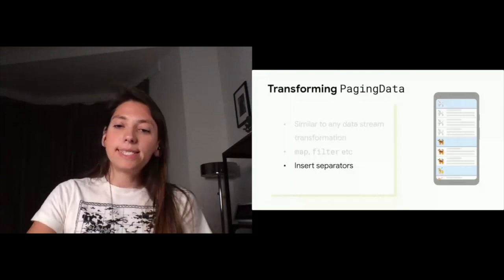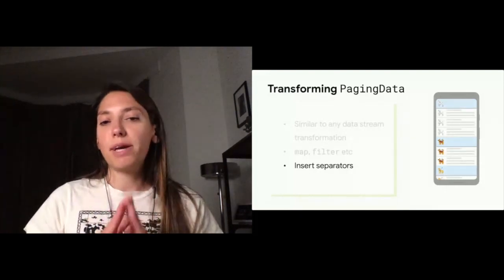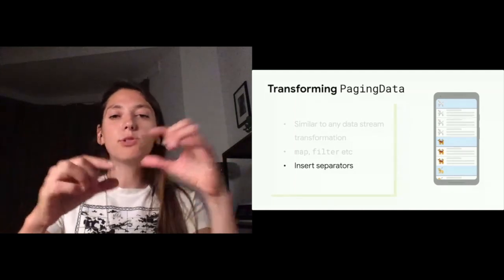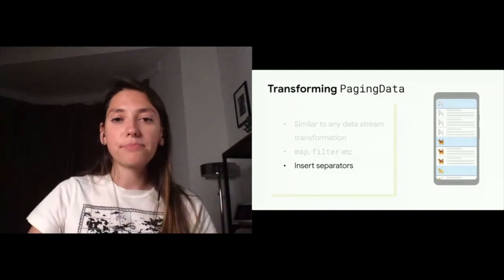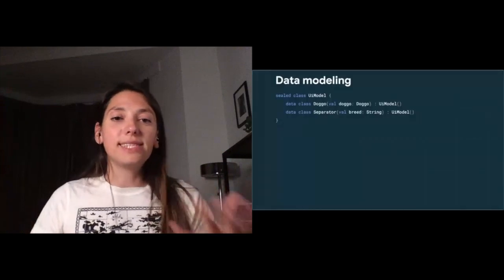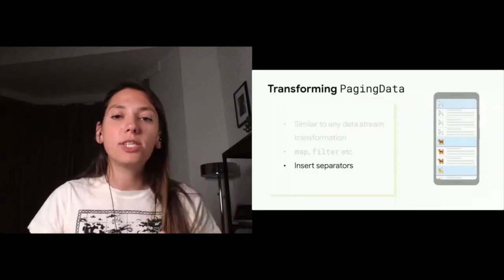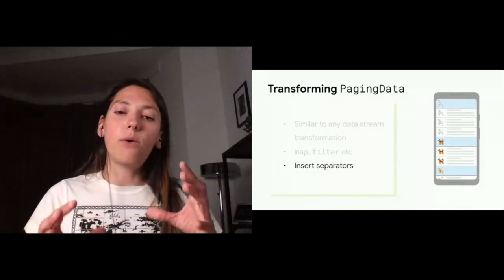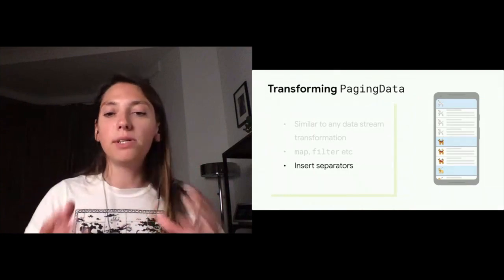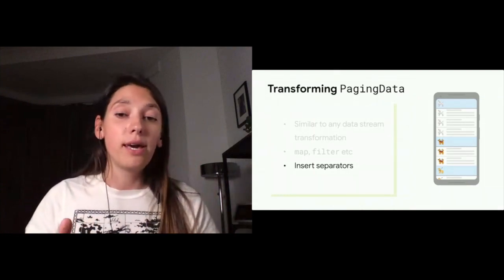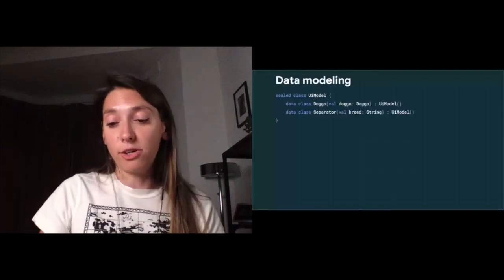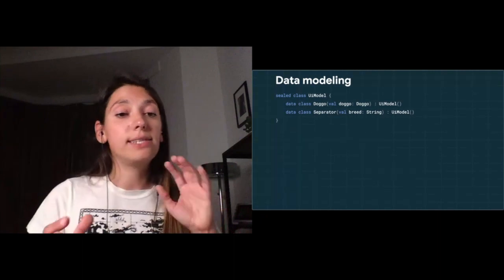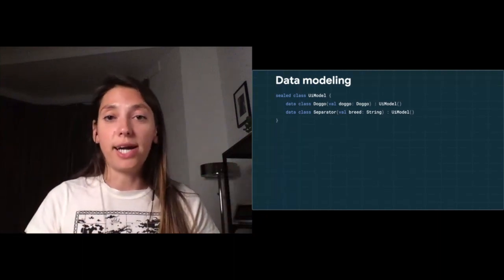Now, let's say that our list is ordered by breed, and what we want to do is insert separators to be able to separate the dogs by breed name. When adding list separators, we transform the PagingData to insert separator objects into the list. But this means that now our UI needs to support multiple data types. It needs to know how to display a separator and how to display a doggo.